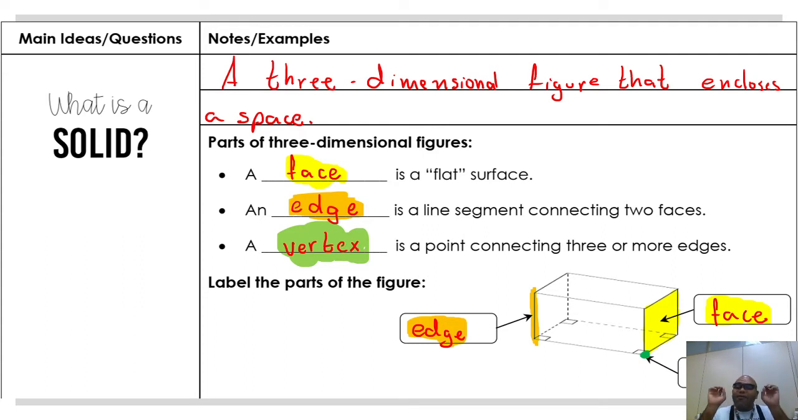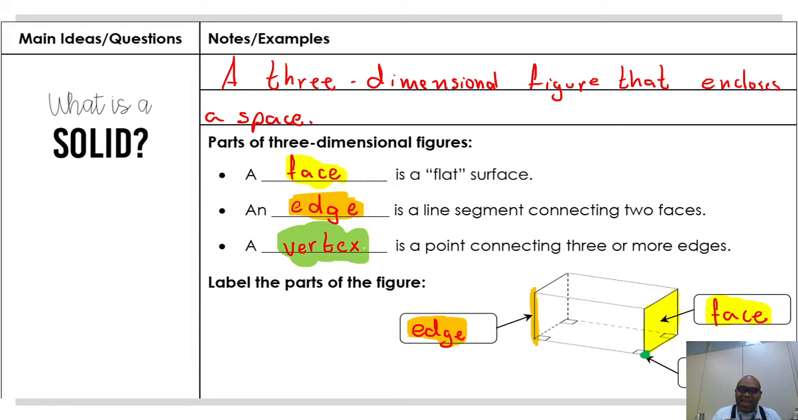And we have three important parts over there. We have the first one, guys. It is the face, as you can see here. It is the flat surface. Great. Here is my face. I have another one here on the top and on the bottom too.